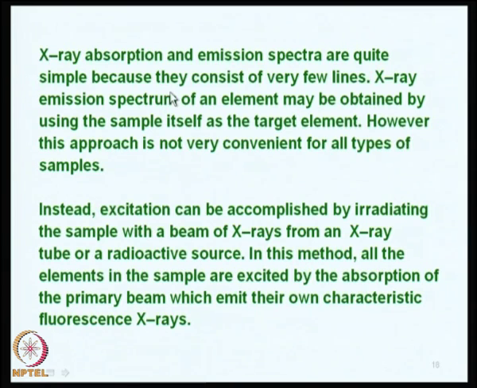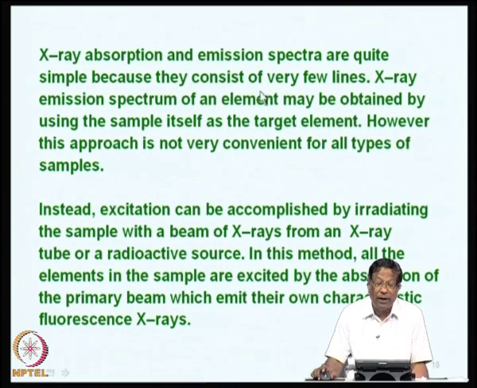Now, the X-ray absorption and emission spectra are quite simple, because they consist of very few lines: K alpha, K beta, L alpha and L beta. So, the X-ray emission spectrum of an element may be obtained by using the sample itself as the target element.